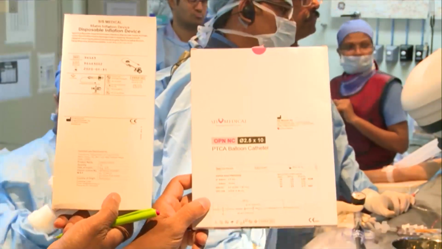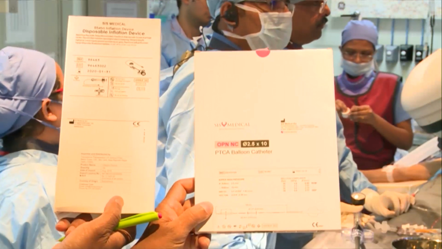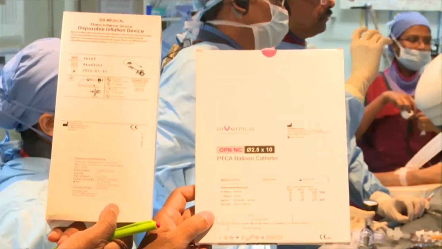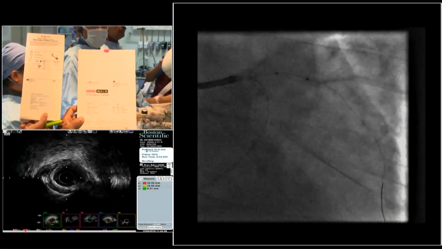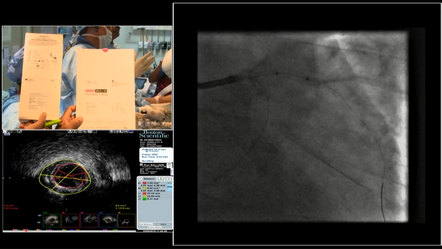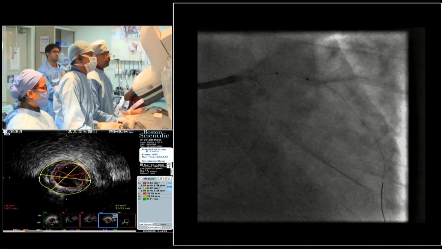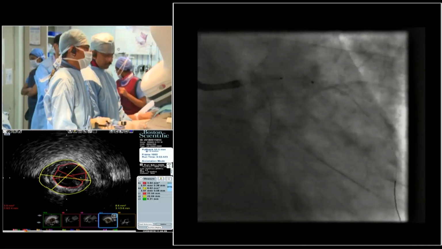We have used it in only one case last week. They say that it maintains the profile and doesn't over-expand even at very high pressures. So if you take a 2 millimeter balloon, it goes up to only 2.2 even at 40 atmospheres. So we are going to use the 2.5 millimeter balloon we have chosen.